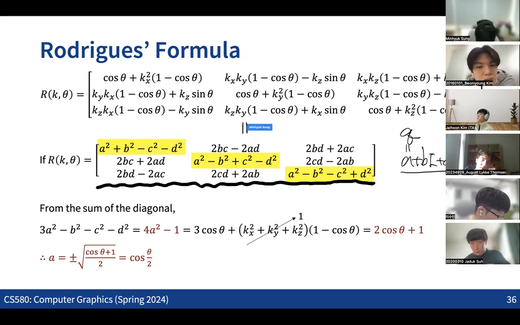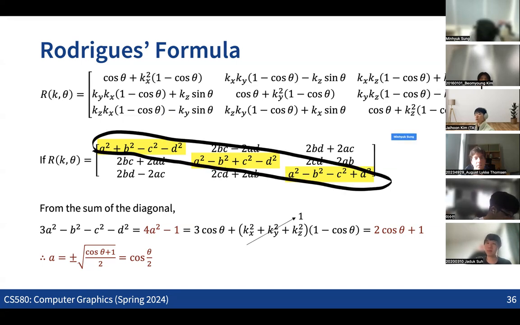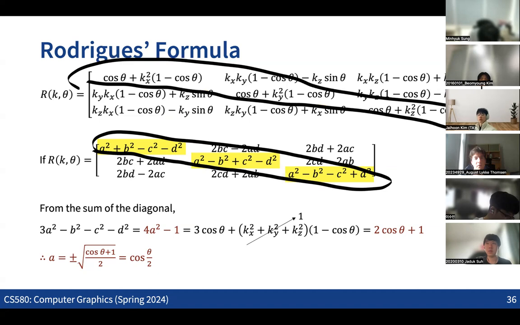So here the question is how we can find the rotation axis k and the angle theta that make these two matrices the same. These are all simple calculations, so you can check yourself. What you can see is that if we make the sum of the diagonal terms the same for these two matrices, the sum of the diagonal terms should be the same, right?